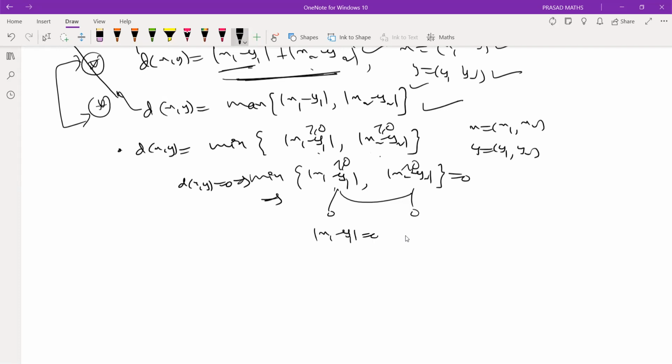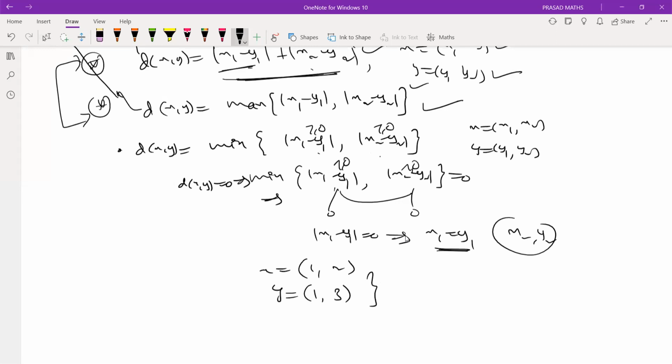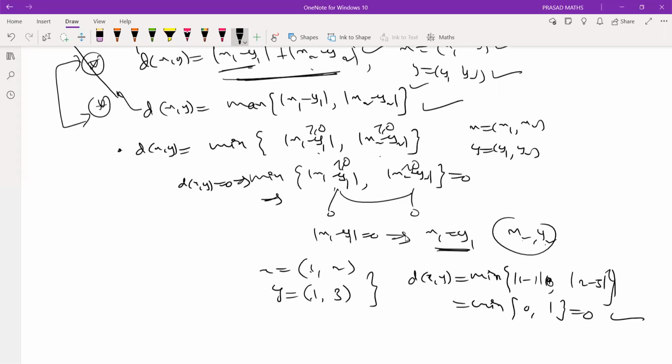Suppose mod of x1 minus y1 is 0. That means x1 equals y1. What about x2, y2? We have no information about them. So I take x equal to (1, 2) and y equal to (1, 3). Keep x1 and y1 the same, and let x2 and y2 be different. Then the minimum of modulus of 1 minus 1 and modulus of 2 minus 3 is the minimum of 0 and 1, which is 0. So the distance is 0, but the points are different.